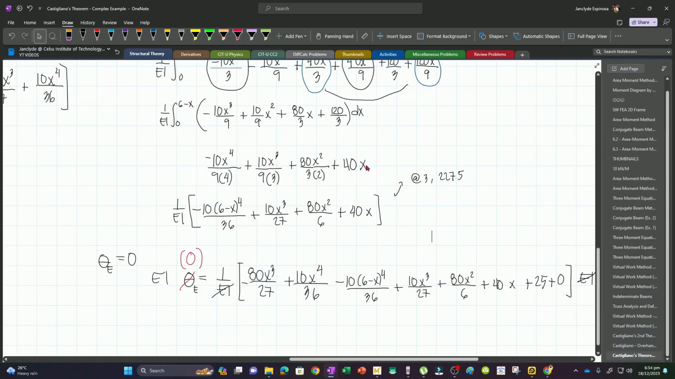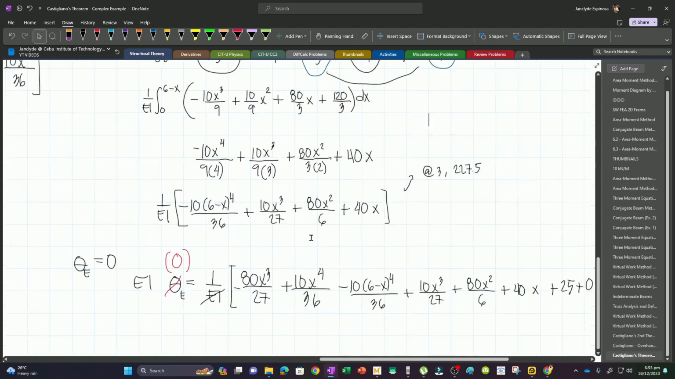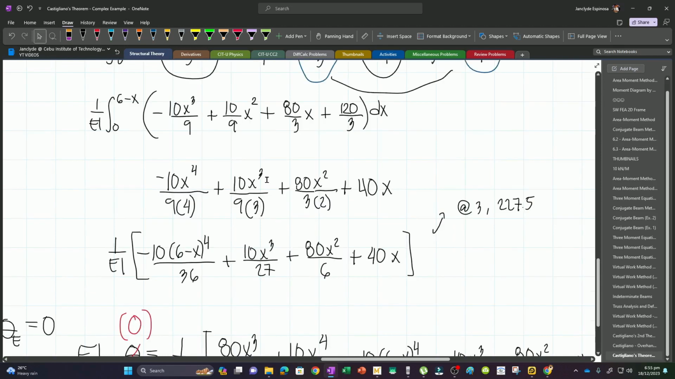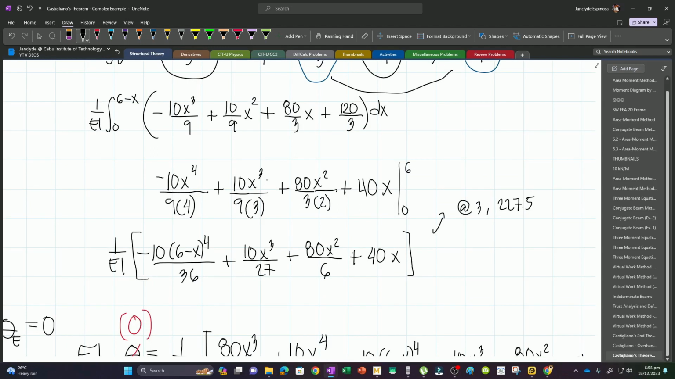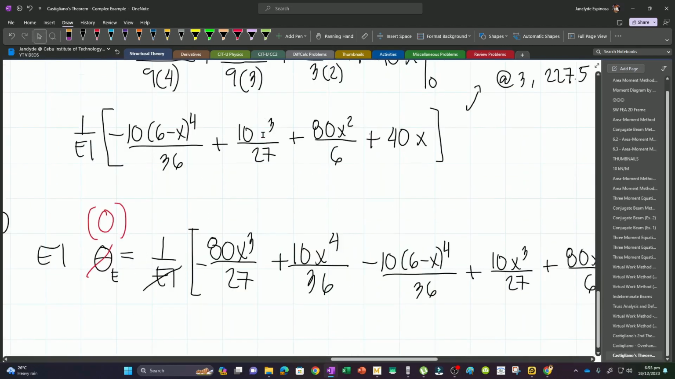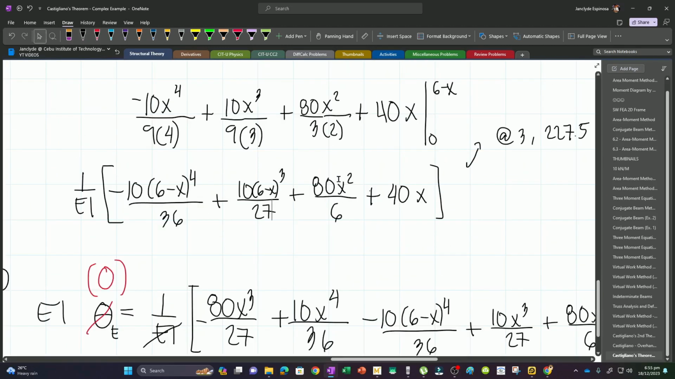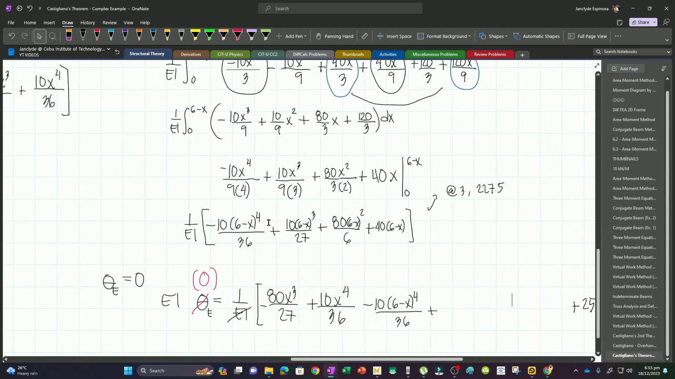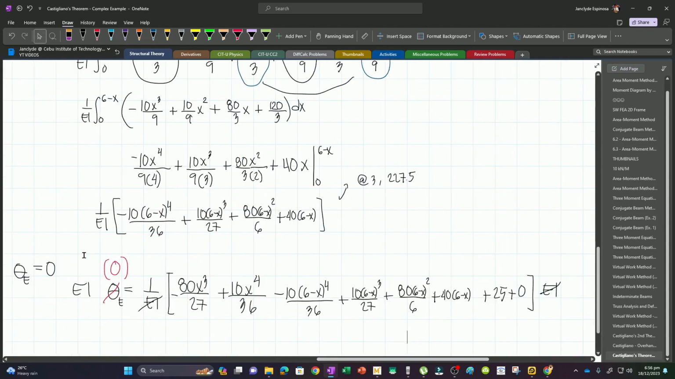Now I just change this 120 over 3 to 40, so that we can track our solutions easier. Where could we have made a mistake? Here. We weren't able to change this one to 6 minus x. So again, we are applying the limits from 0 to 6 minus x. This should also be 6 minus x, and this one too, and also this one. So 40 times 6 minus x. I will erase this and change that to this one. And so we will set this to 0.